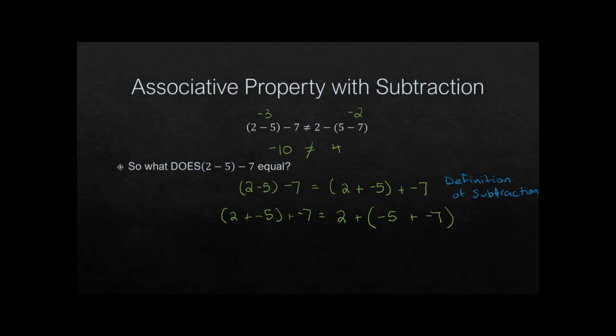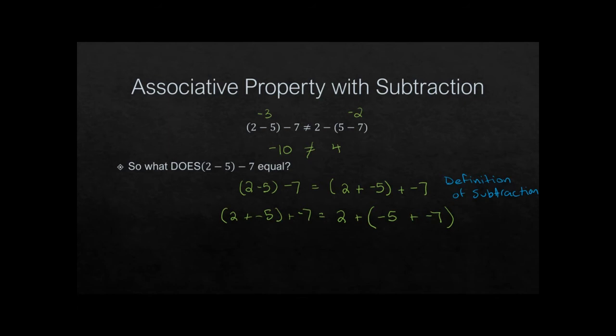So you can see if I wanted to do 2 minus 5 and then minus 7, if I wanted to do it in a different order, I would have to do negative 5 minus 7 and then add 2. You can't do 5 minus 7. It would have to be a negative 5 minus 7 because of the way that these properties work.